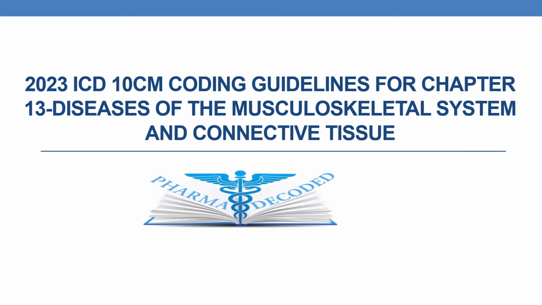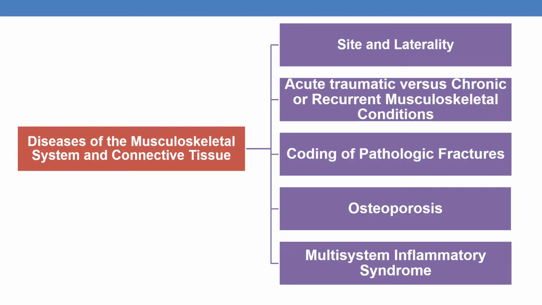Hello everyone, now let us discuss the 2023 ICD-10-CM coding guidelines for chapter 13, that is nothing but diseases of the musculoskeletal system and connective tissue. In chapter 13 we will be discussing five guidelines. The first one is site and laterality specificity. Second is acute traumatic versus chronic or recurrent musculoskeletal conditions. The next is coding of pathological fractures. The next is osteoporosis. And finally, multisystem inflammatory syndrome.